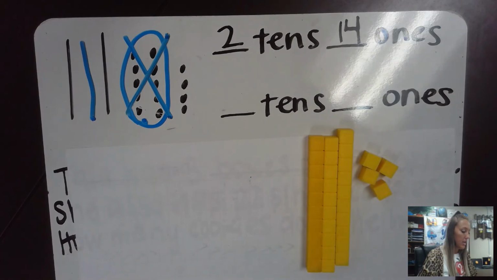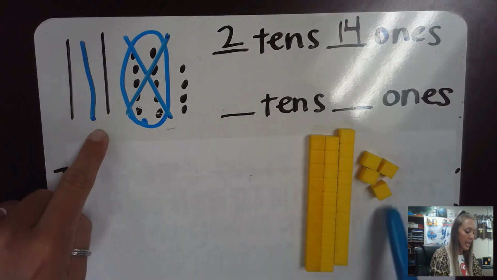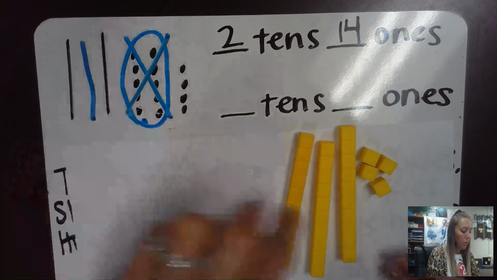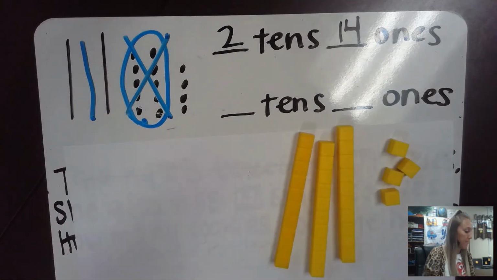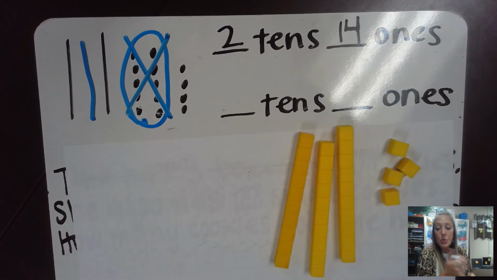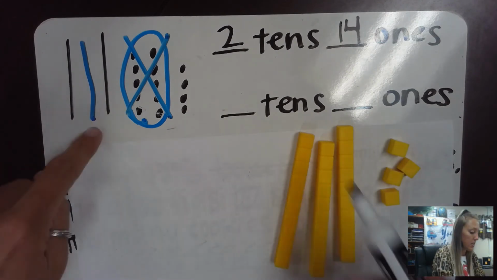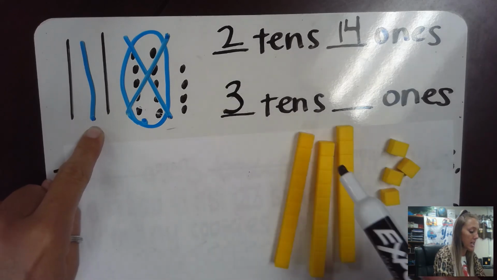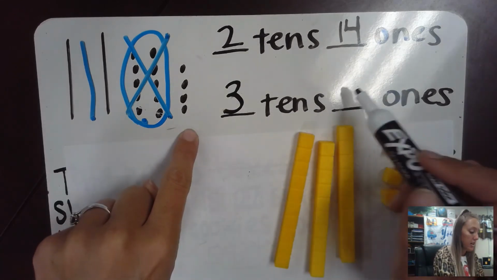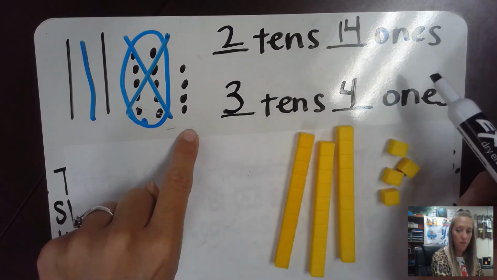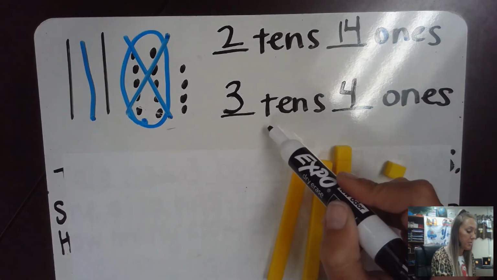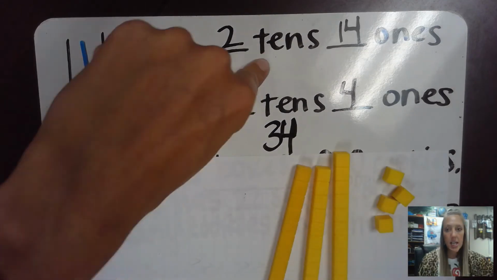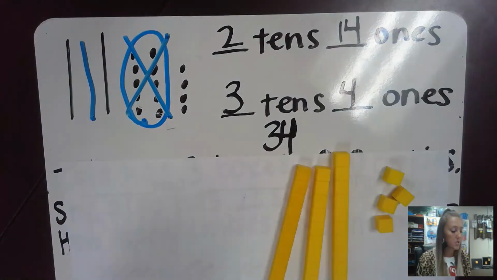Okay? So this looks like this. We've got 3 tens, 1, 2, 3. We've got 4 ones, 1, 2, 3, 4. So my new number is 3 in the tens place, so 30, 4 in the ones place, so 4. My new number is 34. That's what 2 tens and 14 ones equals.